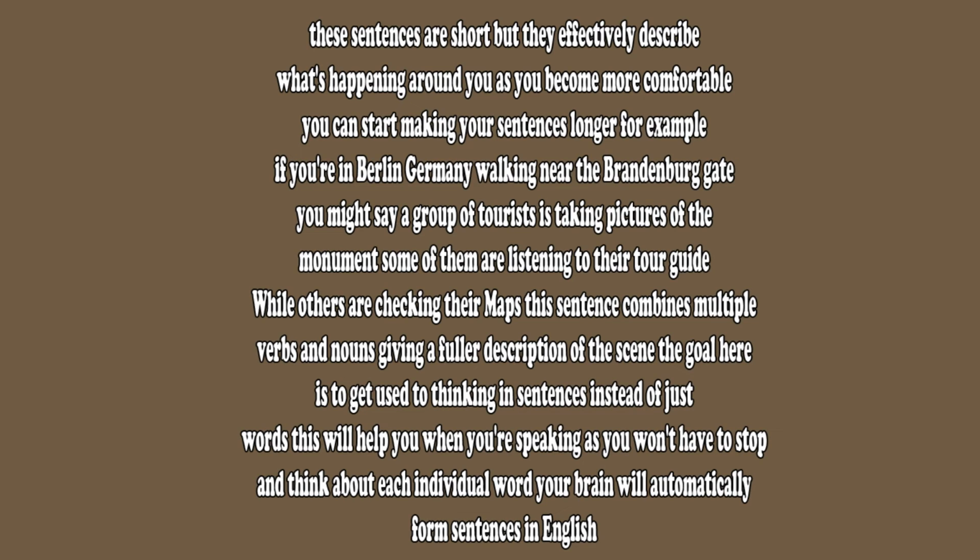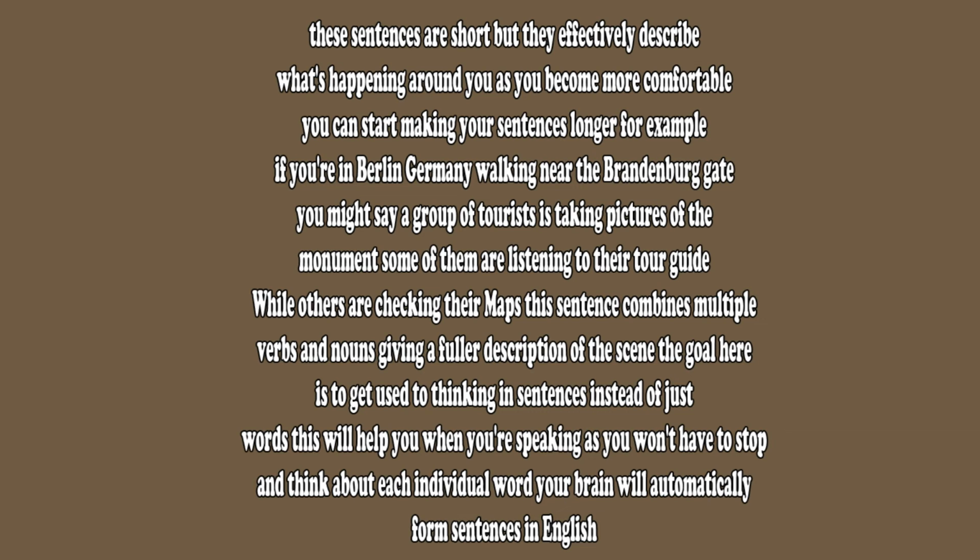These sentences are short, but they effectively describe what's happening around you. As you become more comfortable, you can start making your sentences longer. For example, if you're in Berlin, Germany, walking near the Brandenburg Gate, you might say: a group of tourists is taking pictures of the monument. Some of them are listening to their tour guide, while others are checking their maps. This sentence combines multiple verbs and nouns, giving a fuller description of the scene.